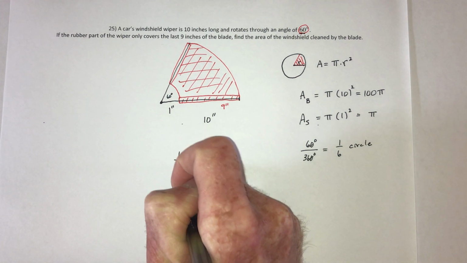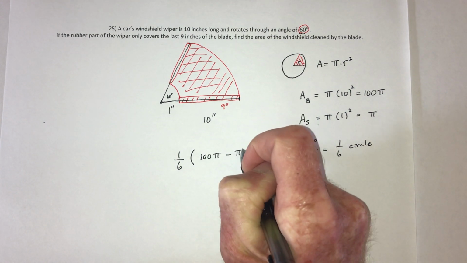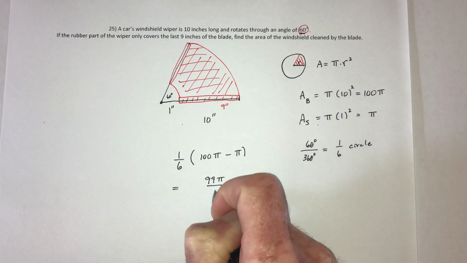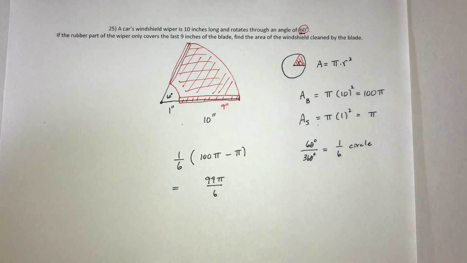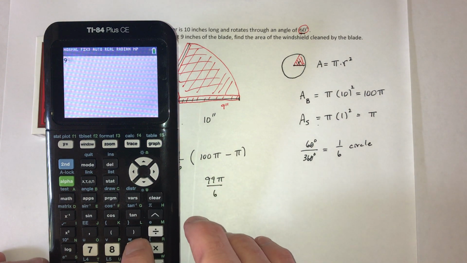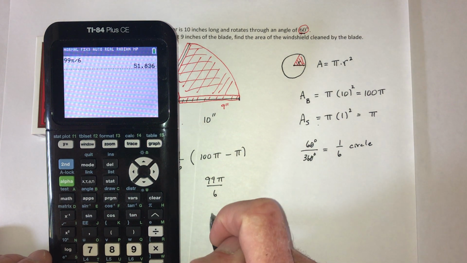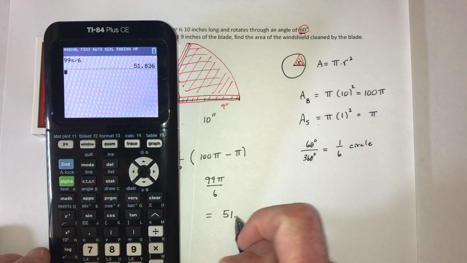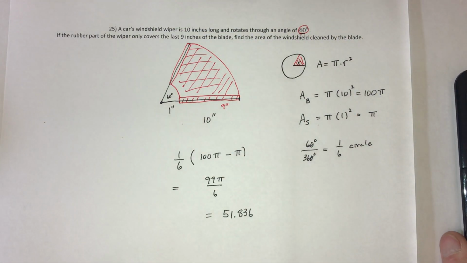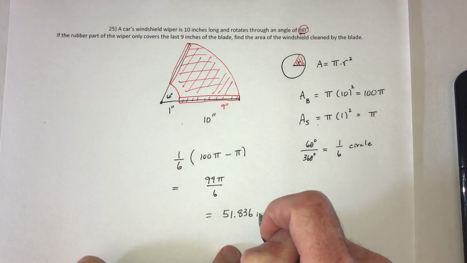So it's 1/6 of the 100 pi minus pi, or in other words, that would be 99 pi divided by 6. So that equals 51.836. And then finally for the units, this is in inches, and this is an area, so this is in square inches.